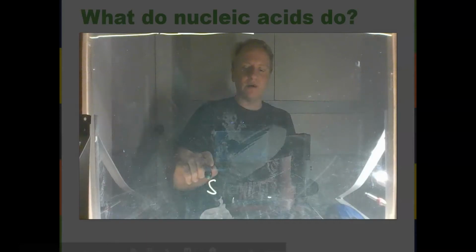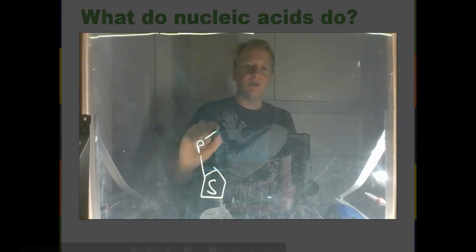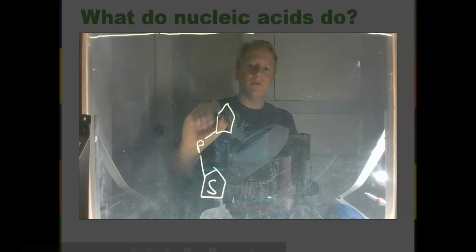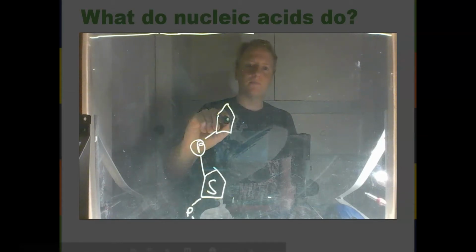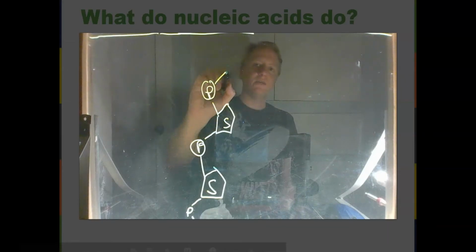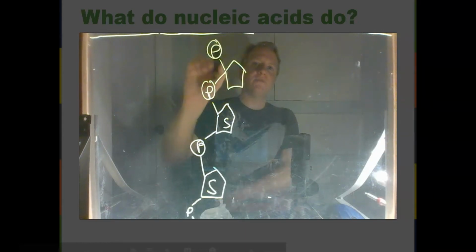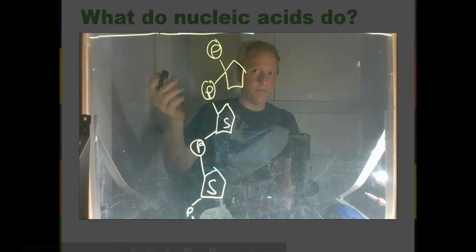So if I were to draw it, we'll have a sugar here, and it's a pentose, so it kind of looks like a triangle. It's attached to a phosphate, which is attached to another sugar. So attached to a phosphate here. This will keep going down that way. Here's our sugar. It's going to be attached to a phosphate, which is attached to another sugar, which is attached to a phosphate, and so on.